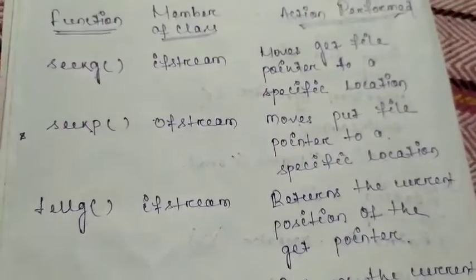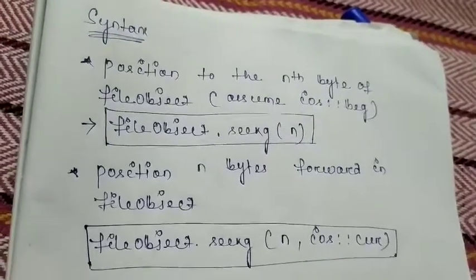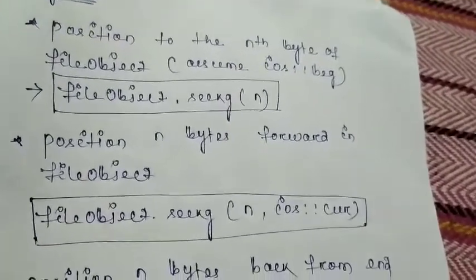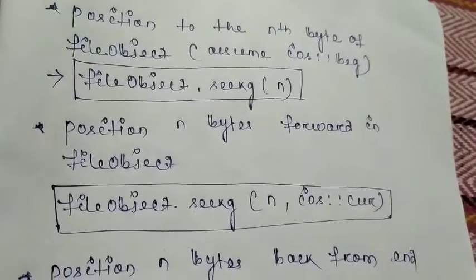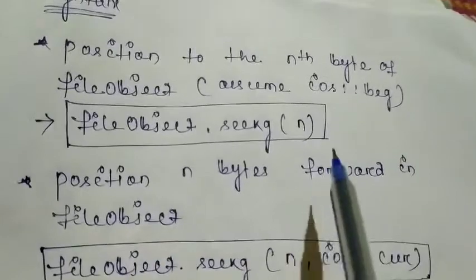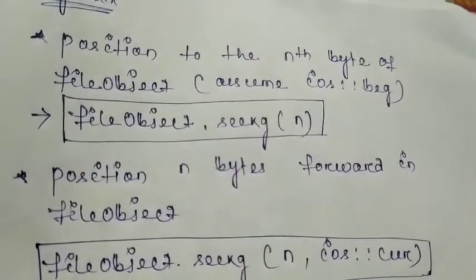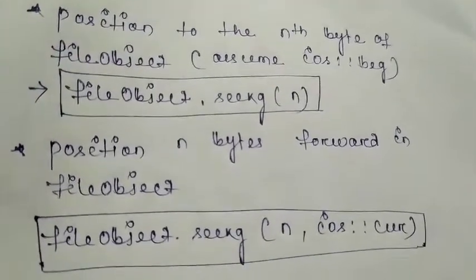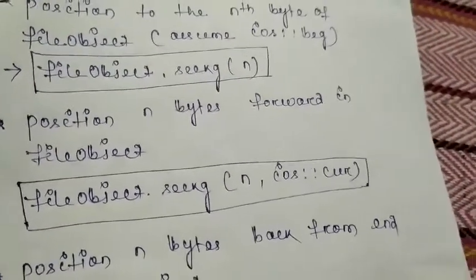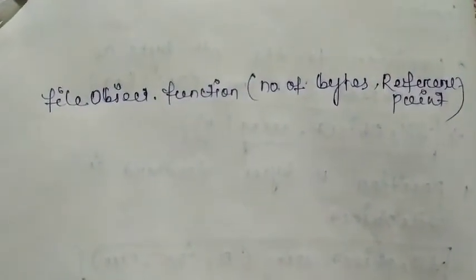So let's see the syntax, how we will use this in a program. First let's start with seekg and then we will go on to tellg. Position to the nth byte of the file object. This is the basic syntax of every file pointer function. You have to remember only this much.